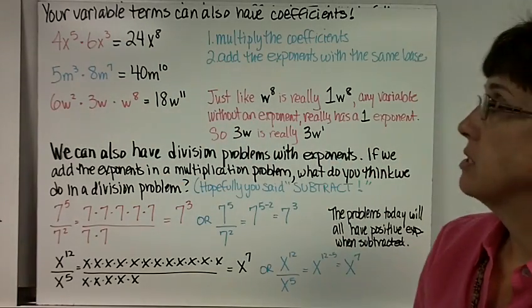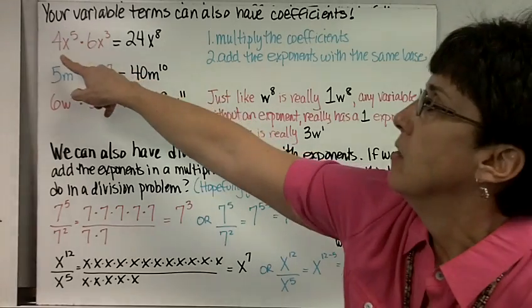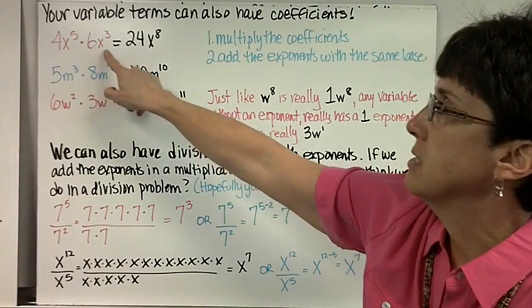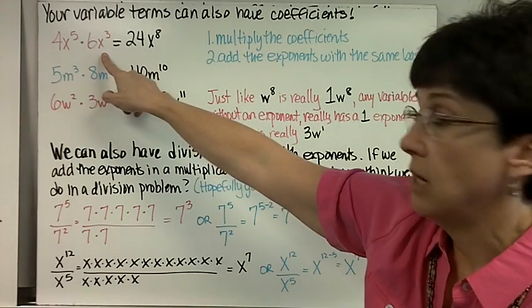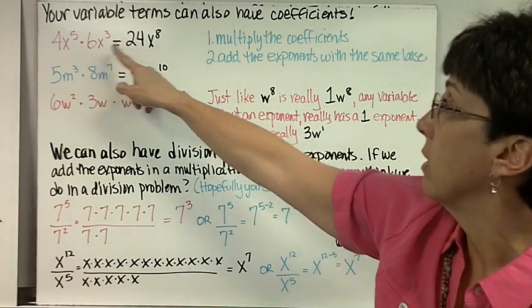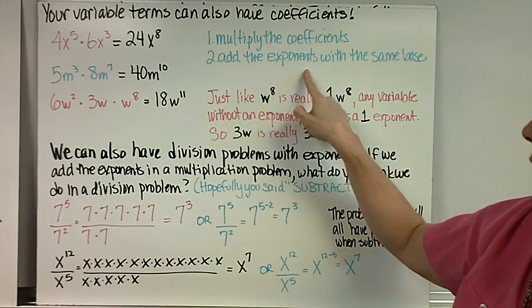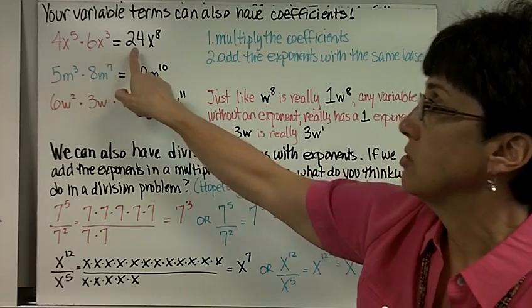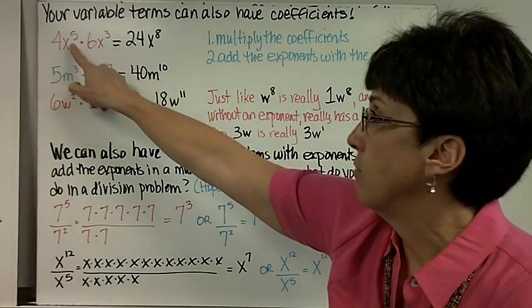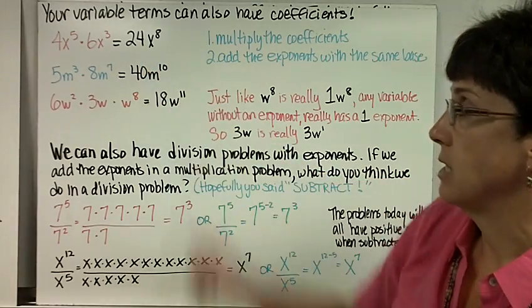Your variable terms can also have coefficients. More fun. 4x to the 5th times 6x to the 3rd. These exponents have the same base, so we can add the exponents when we do that. These are the two steps. Multiply the coefficients, add the exponents with the same base. So 4 times 6 is 24, and 5 plus 3 is 8. So this equals 24x to the 8th.